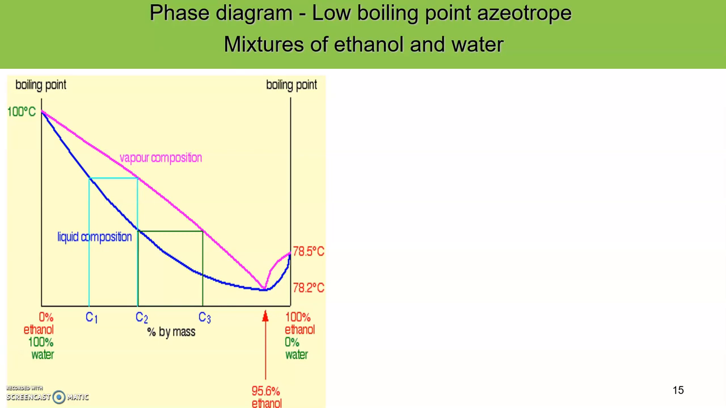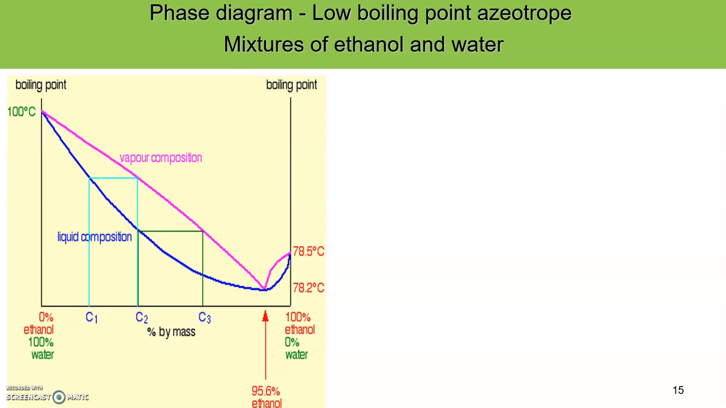And here is the example of phase diagram. I have a low boiling point as the azeotrope. For instance, we take a mixture of ethanol and water. So we will have this kind of graph where the x-axis is the composition.